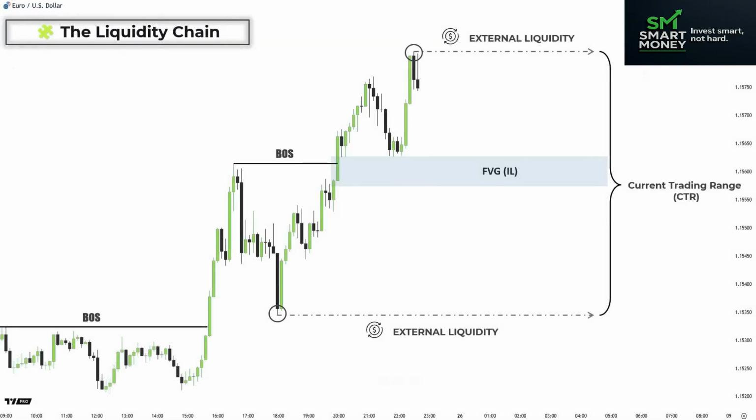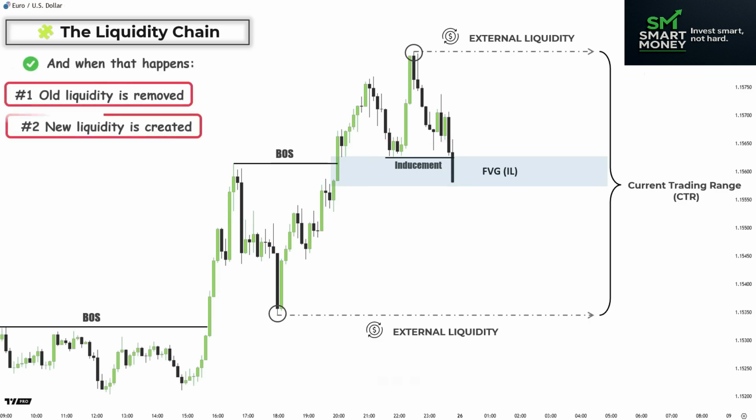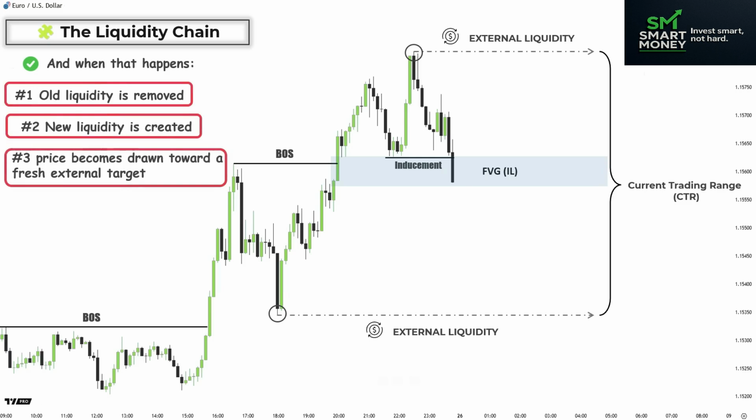Inside a trading range, price usually moves first toward internal liquidity. That internal liquidity can appear as internal highs or lows, or as fair value gaps. As price approaches these internal targets, inducement forms. And once internal liquidity is swept, or the imbalance inside the fair value gap is filled, the market shifts its focus outward. At that point, price starts searching for the next pool of external liquidity to expand toward. And when that happens, old liquidity is removed, new liquidity is created, and price becomes drawn toward a fresh external target. That new draw is dynamic liquidity.